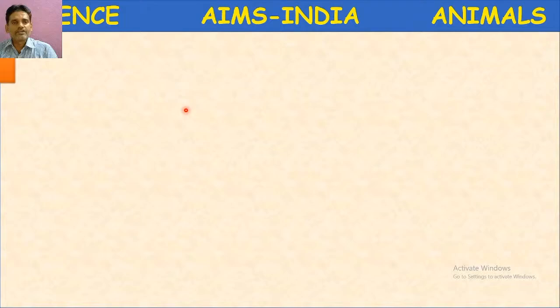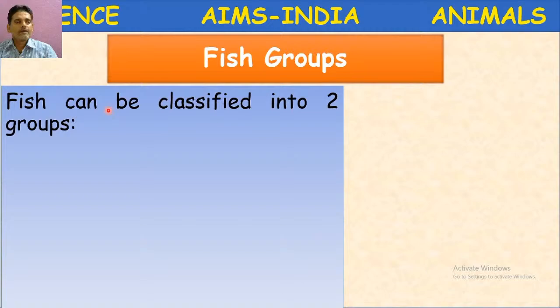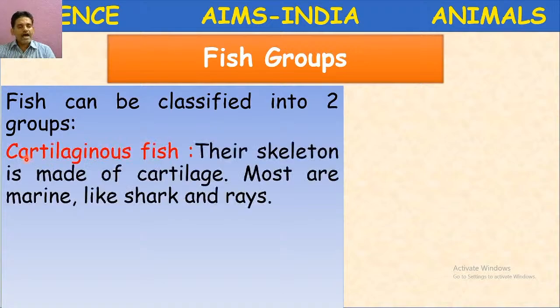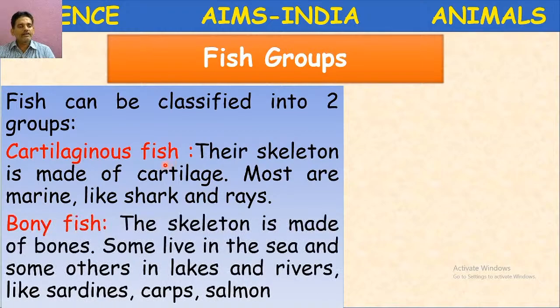Next, fish groups. Fish can be classified into two groups. They are cartilaginous fish and bony fish. What are cartilaginous fish? The fish with the skeleton made of cartilage. Most are marine. For example, shark, rays, electric ray fishes. Shark, they come under the cartilaginous fish category.